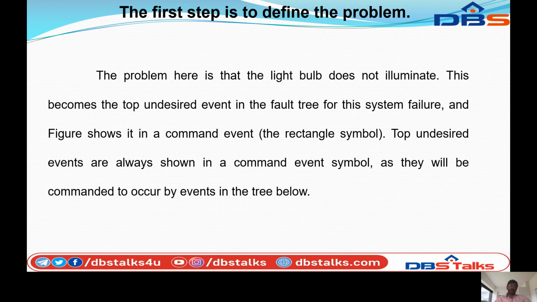The first step is to define the problem. So how to define the problem? The problem here is that the light bulb does not illuminate. This becomes the top undesired event of the fault tree for the system failure, and the figure shows it as a commanded event. The rectangular symbol is used because undesired events are always shown in the commanded event symbol, as they will be commanded to occur by events in the tree below.